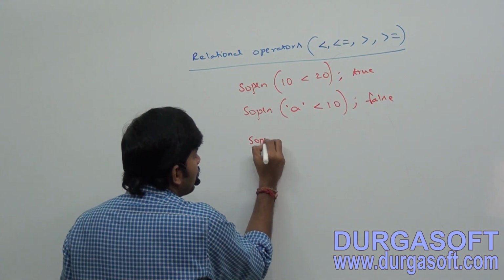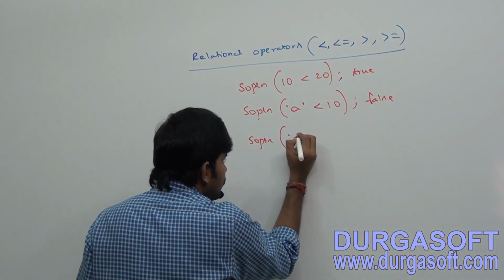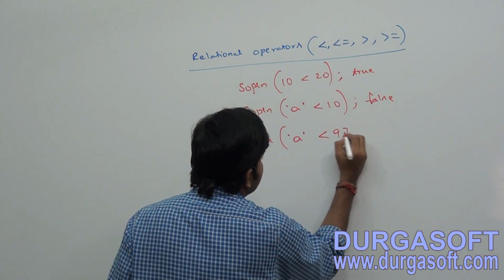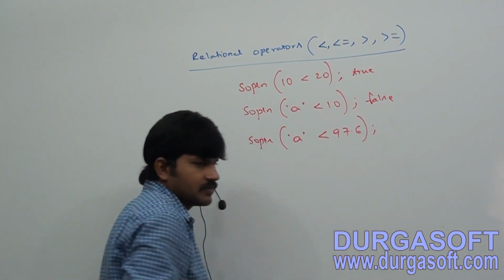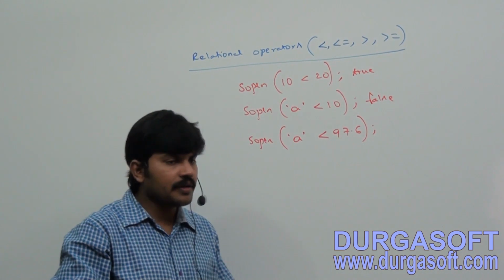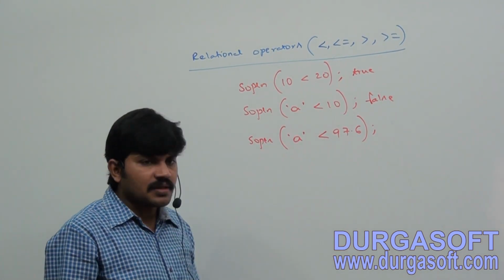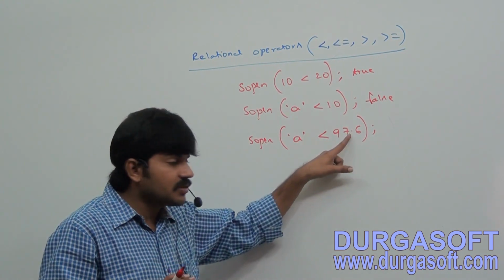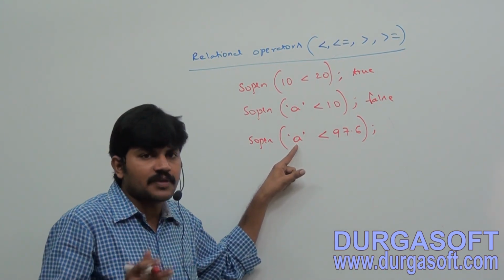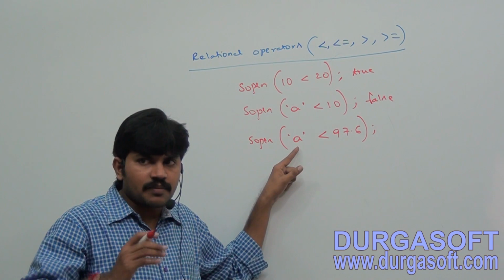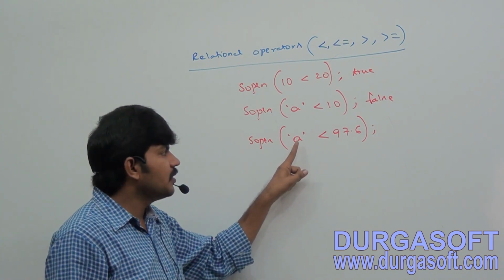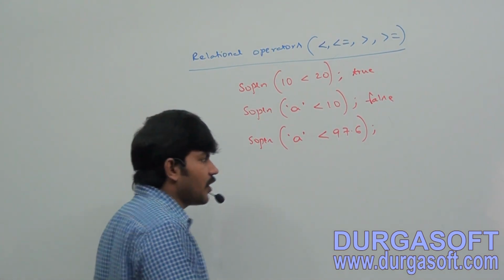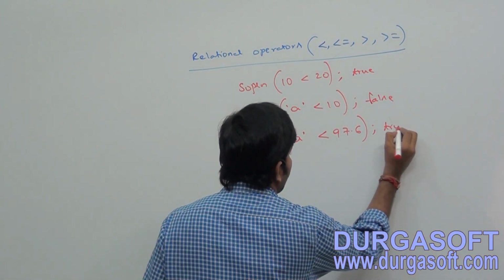Next, system.out.println A less than 97.6. Can you tell what is the answer? A means 97. Of course 97.6 is a double. First A will become 97, 97 will become 97.0. That's why 97.0 less than 97.6, true or false? True.